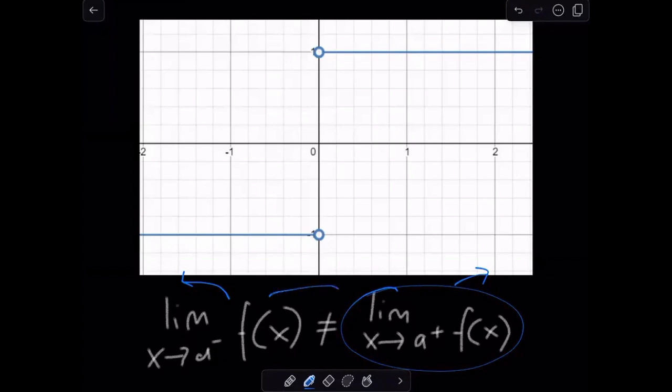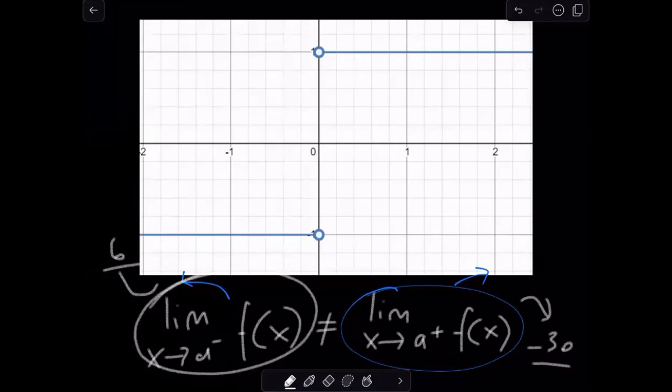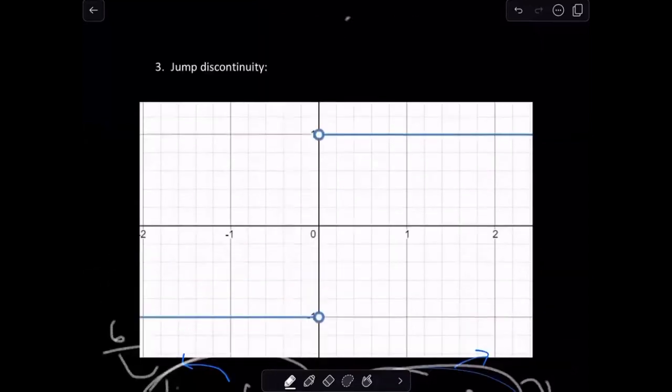However, if we are dealing with these two and each of them is equal to a number, for example, this one could be equal to 6, and this one could be equal to, let's say, negative 30. So they are equal to numbers, right? They are not equal to plus or minus infinity, but they are unequal numbers. So the limit from the left is not equal to the limit from the right. That is what we get for a jump discontinuity.